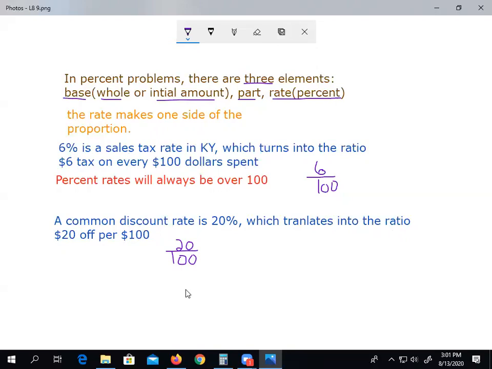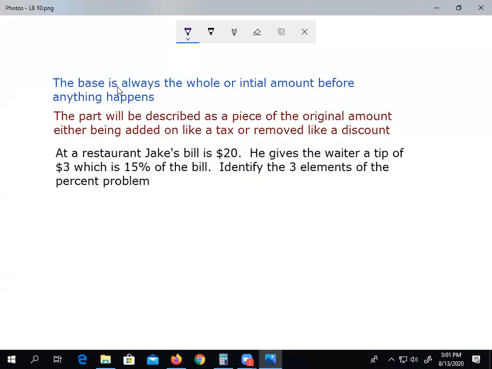Let's see if we can talk more about the base and the part. So the base will always be the whole or the initial amount before anything really happens. The part will be described as a piece of the original amount, either being added on like a tax or removed like a discount. So to get a better understanding of those, you really have to see it in the form of a problem.